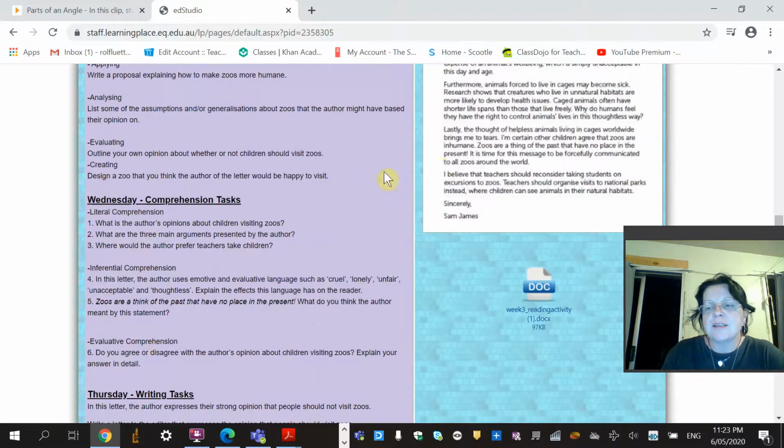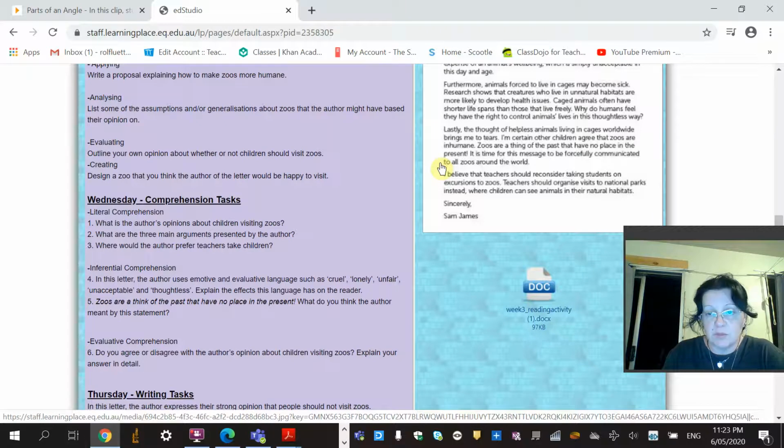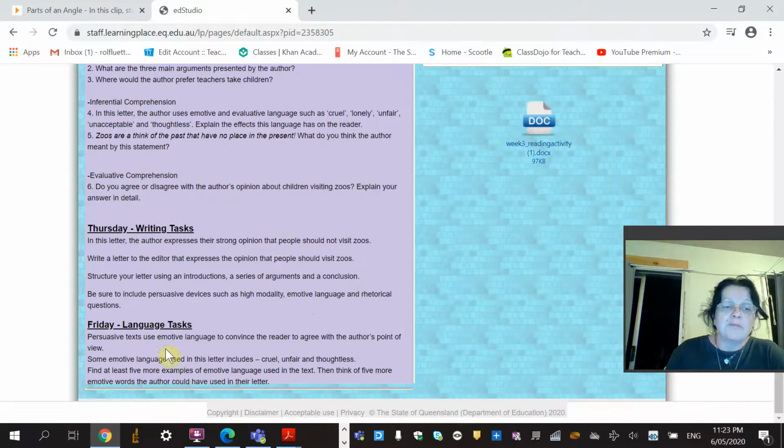Now, the main thing is not to write a really long letter. The main idea is to be persuasive and give some really good reasons why they shouldn't. And then Friday's language task, make sure you head this up, Friday language task, is a persuasive text. Use emotive language to convince the reader to agree with the author's point of view.